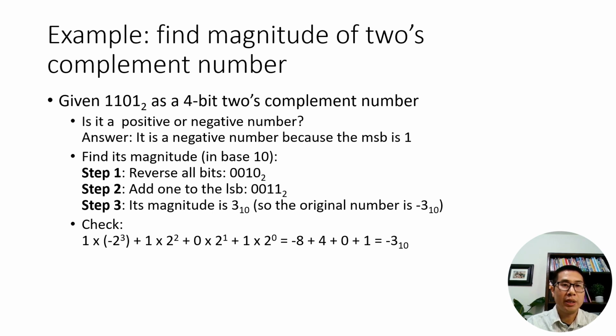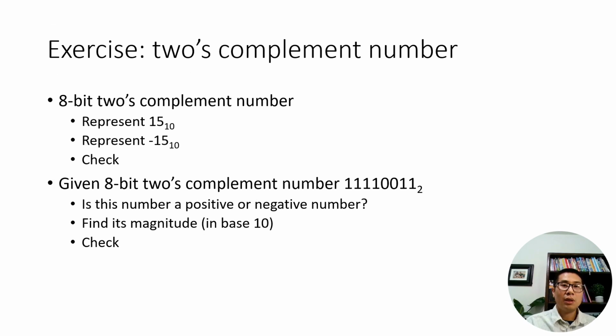The examples here are to represent the two's complement numbers. Let's say this is -3. How do we represent 3 and convert the number 3 into -3? You should pause here and also work on this slide. That one is for the representation of 8-bit two's complement numbers of 15 and -15 as well, and how to find the two's complement numbers of a given bit sequence. Okay.